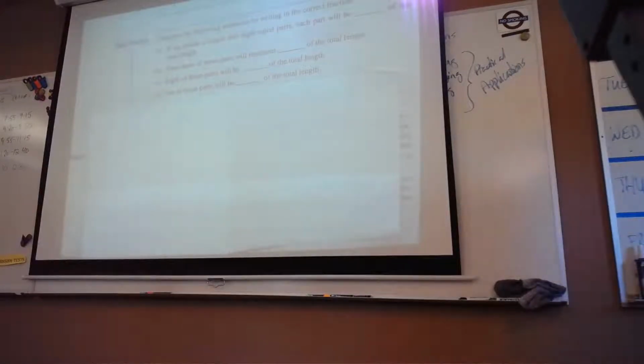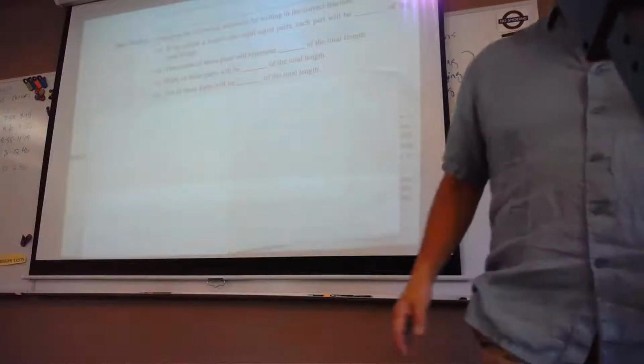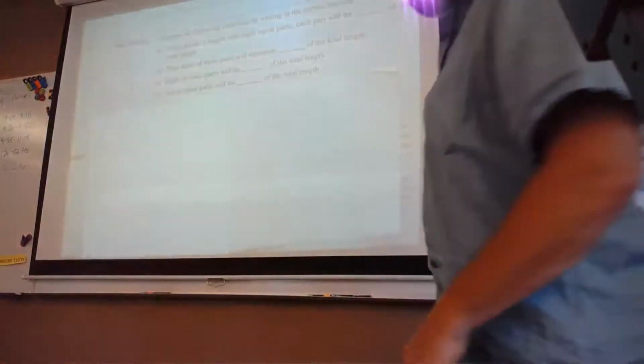Cool. And last one, 10 of these parts, Capon, 10 of these parts will be what fraction of the total length? Either 1 and 2/8 or 10/8. Agreed? Cool. All right, nicely done.